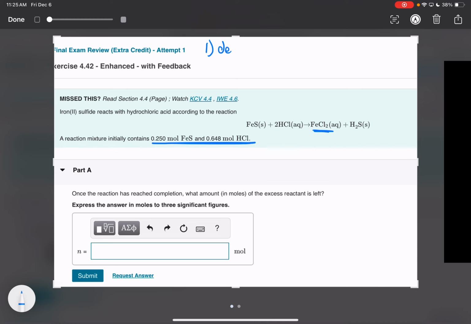I am really struggling. Maybe I need a new tip or something. Determine the limiting reactant. Okay, so let's go ahead and do that part first.